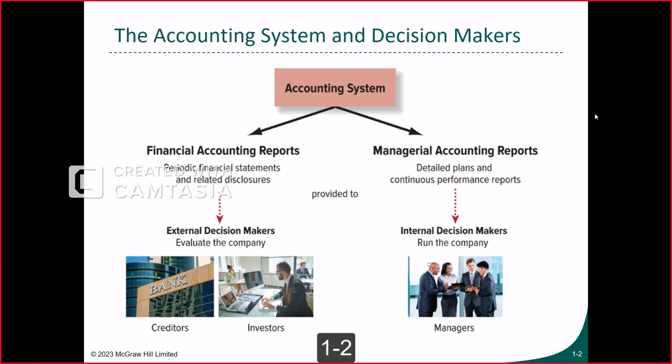And the managers and executives who are running that entity usually do not use financial statements to make a decision. They rely on internal reports. Managerial accounting is the discipline that prepares internal reports for managers and executives.